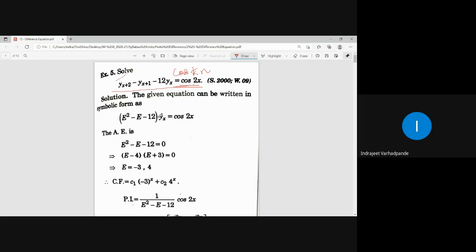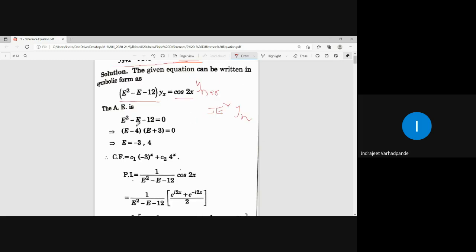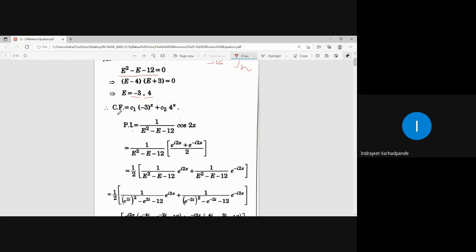So the given equation can be written in the symbolic form, that is operator form. y(n+r) is always equal to E to the power r into y(n), right? So accordingly here it will be (E square minus E minus 12) multiplied by y(x) is equal to cos 2x. On the LHS you equate phi of E to 0, you get the roots as minus 3 and 4. The roots are real and unequal, and therefore CF will be written as C1 into (minus 3) to the power x plus C2 into 4 to the power x.